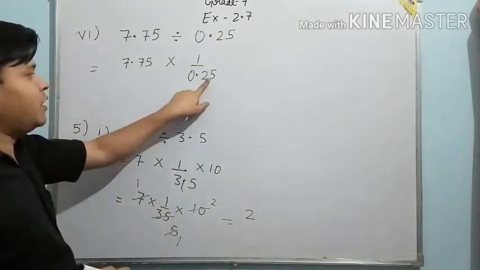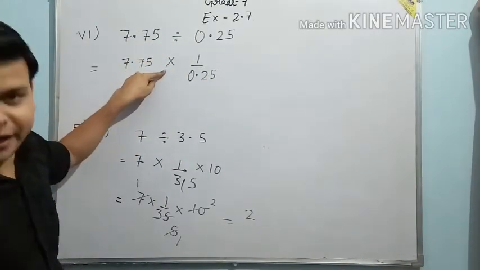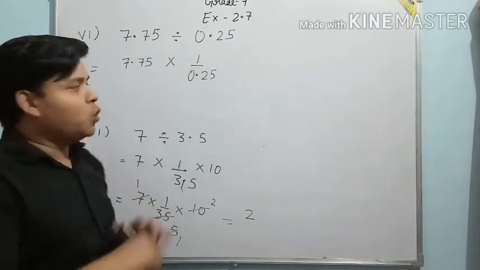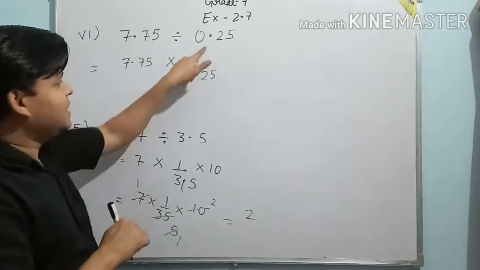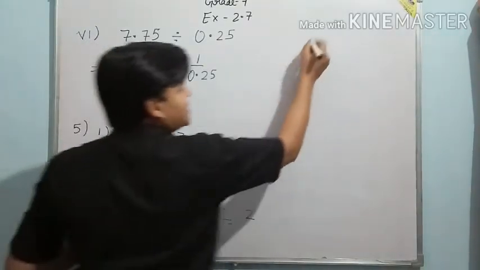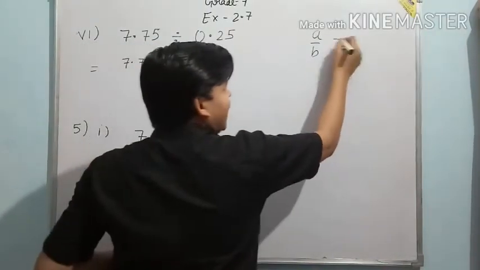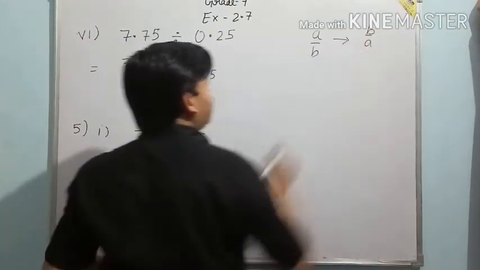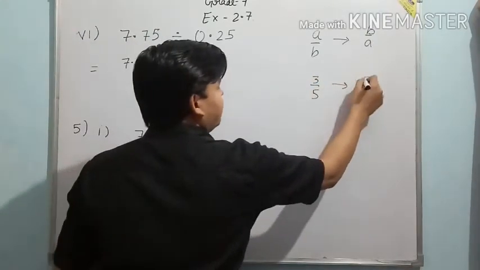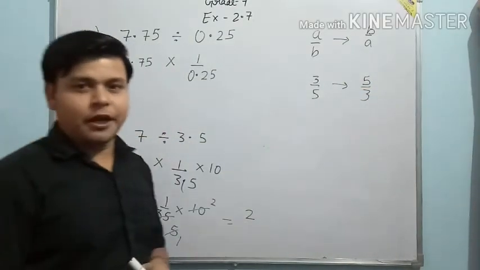0.25. As we all know, whenever we divide two numbers, the divide sign will become multiply, and the number which is given after the divide sign, we write its reciprocal. That means this. Okay. Reciprocal, I think you all must know. Reciprocal means, suppose I have a upon b, and if I want to write down the reciprocal of this, that will become b upon a, right? Similarly, let's take an example, 3 upon 5. This will become 5 upon 3. This is called reciprocal, or we can say multiplicative inverse.